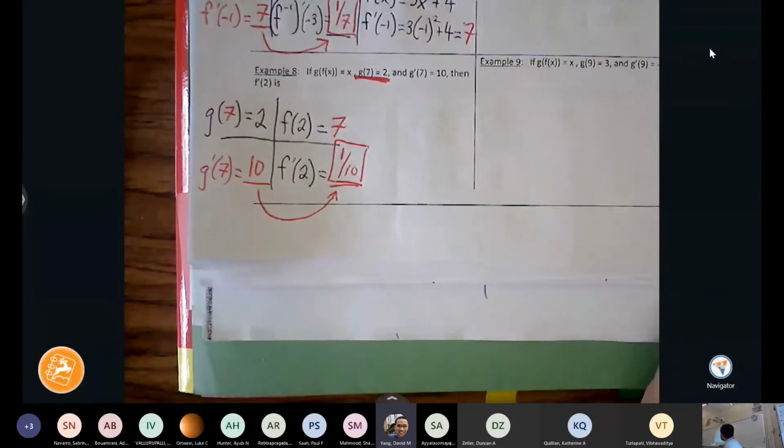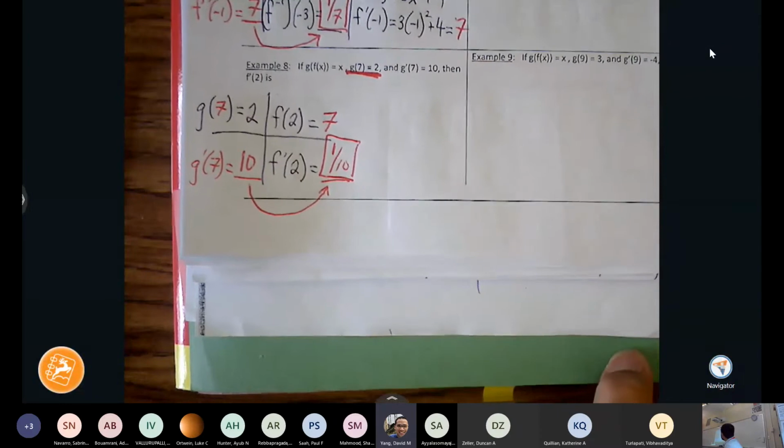Okay, can you guys try example 9? I think it's going to be a similar problem there. Try 9.